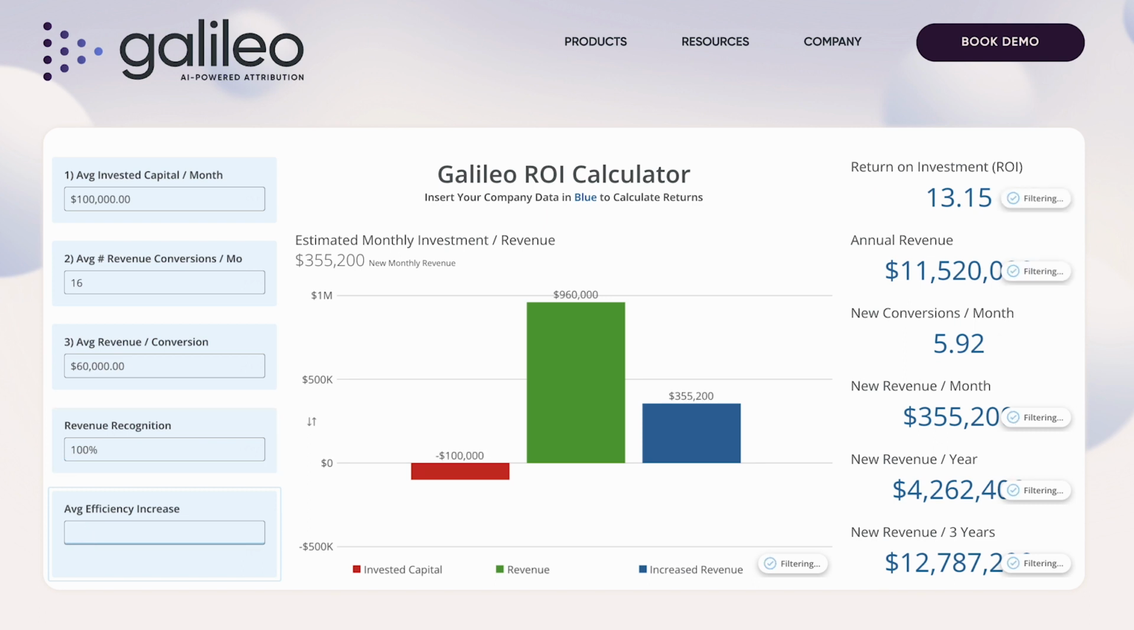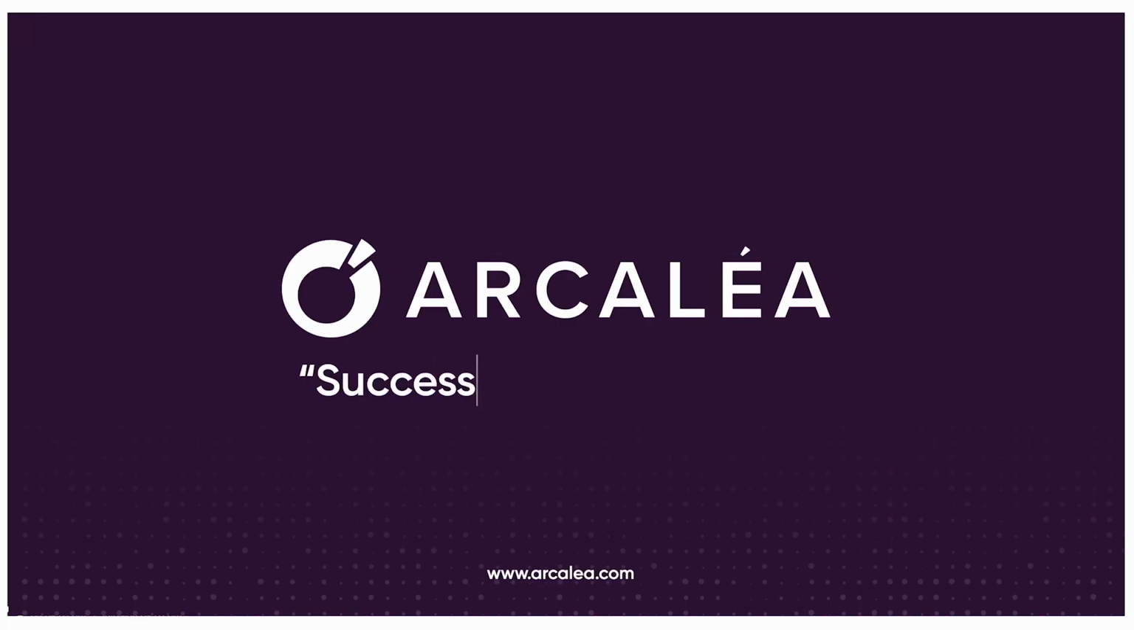The goal is to have a meaningful ballpark figure for a realistic conversation about campaign efficacy and to help stakeholders reach their goals. Remember, we're always here to assist in answering any questions. With Galileo, success is now a science, and helping you leverage the ROI calculator as a powerful tool in RevOps.